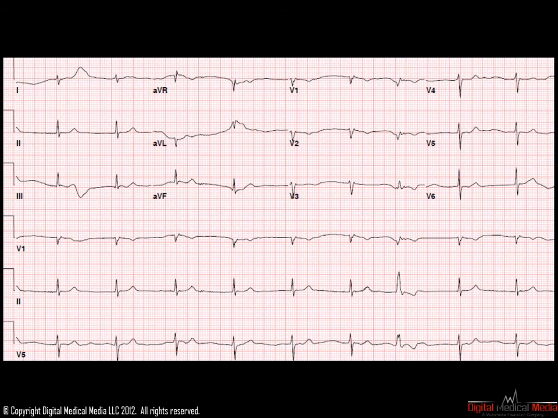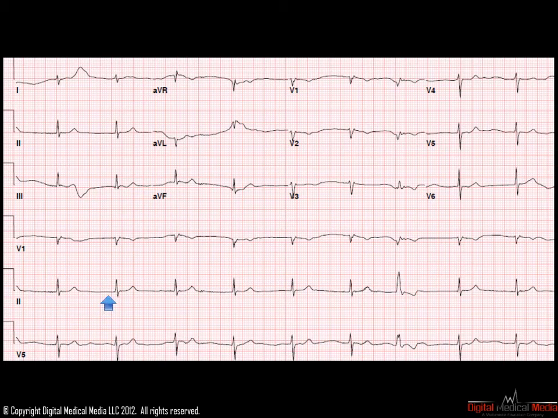Here is a new ECG for analysis. As always, let's start with heart rate. 300, 150, 100, 75, 60. The heart rate is slightly lower than 60 beats per minute, around 55 beats per minute. Therefore, we know that this is a bradycardic rhythm. Next, let's look for the P wave.